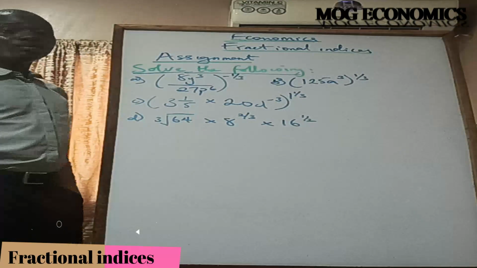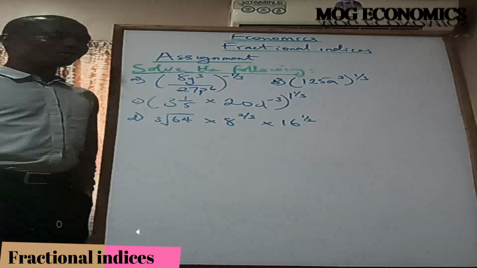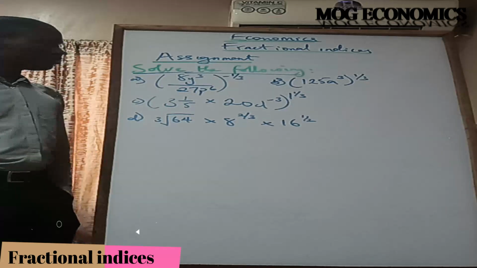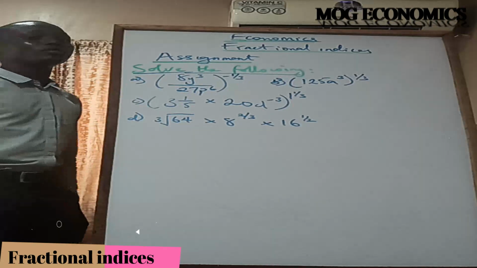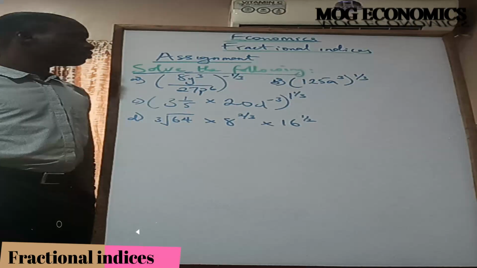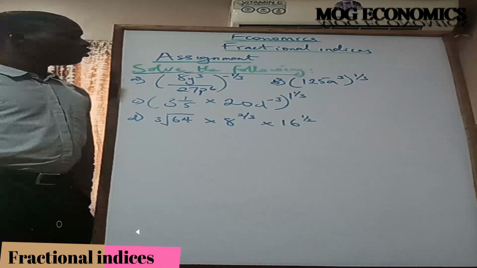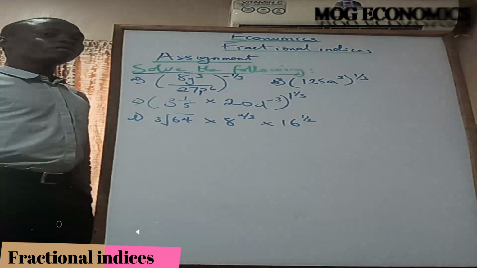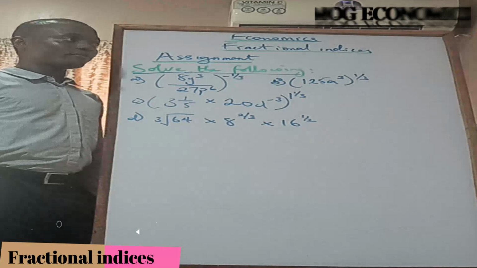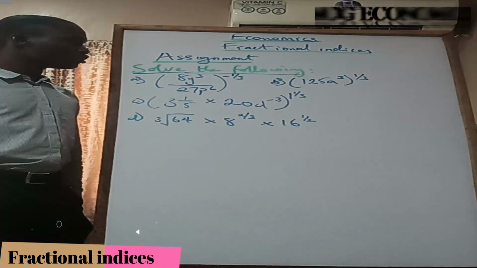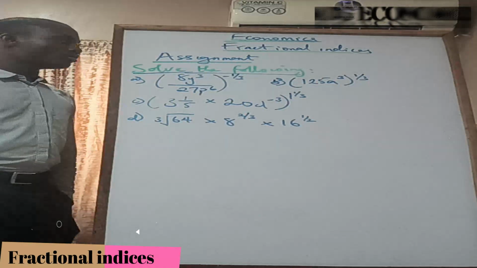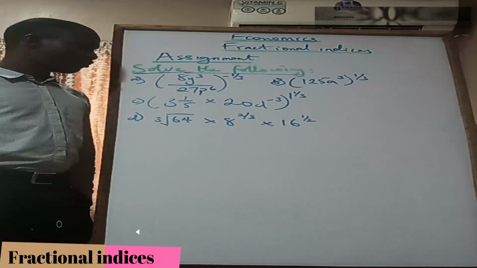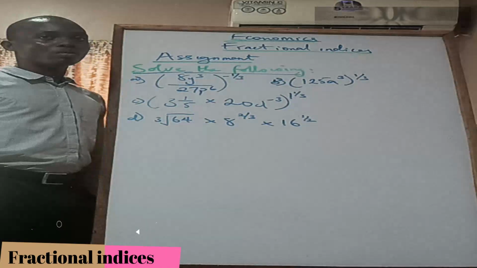Anyone can start first, you don't have to necessarily start with A. Anyone can demystify first, so you demystify it. So A: a squared raised power 3 divided by 27p raised power 6, then all of them raised power minus 1 over 3. For B, the easiest of all: 125 raised power 3, close the bracket, raised power 1 over 3. Then C is 3 whole number 1 over 5, so it is not 3 raised power 1 over 5. 3 whole number 1 over 5 multiplied by 20d raised power minus 3, close the brackets, then raised power 1 whole number 1 over 3. Then D: 3 root 64 times 8 raised power 2 over 3 times 16 raised power 1 over 2.